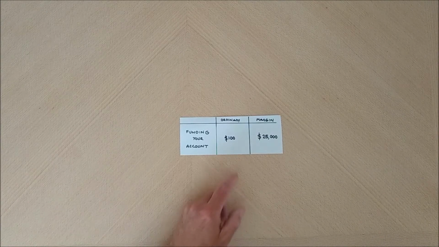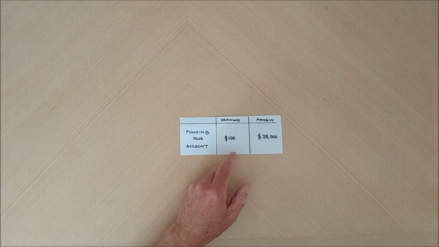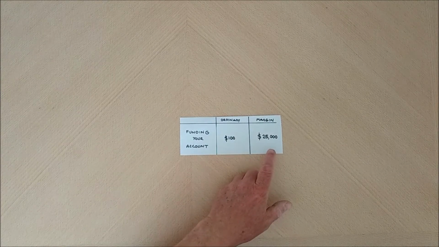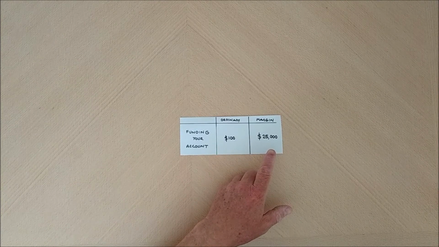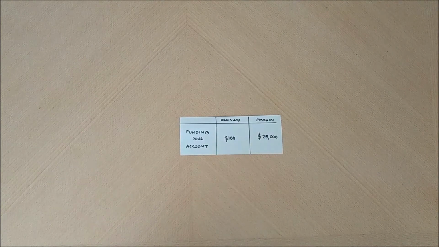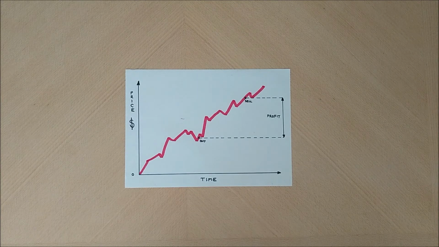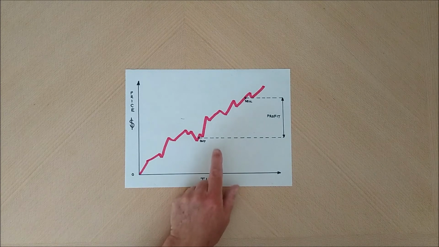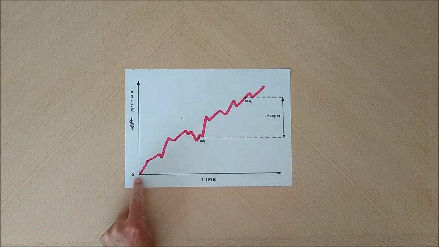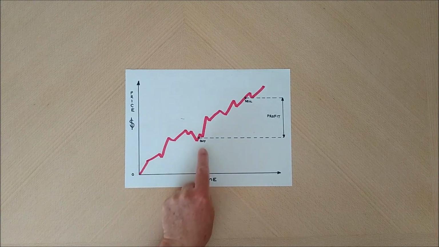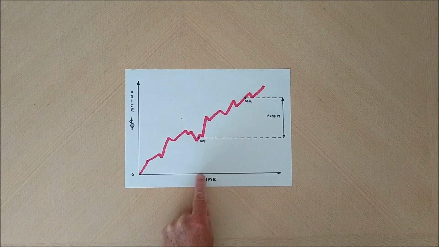Usually, to open up a share account, you only need $100 or so. But to open up a margin account, you need much more, sometimes up to $25,000. And there's a reason for this. The reason for this is in an ordinary account, you buy shares, and the worst case is that instead of going up, the share price goes down to zero. Now, this is the absolute worst case. You would lose all your money if the share price went down to zero.